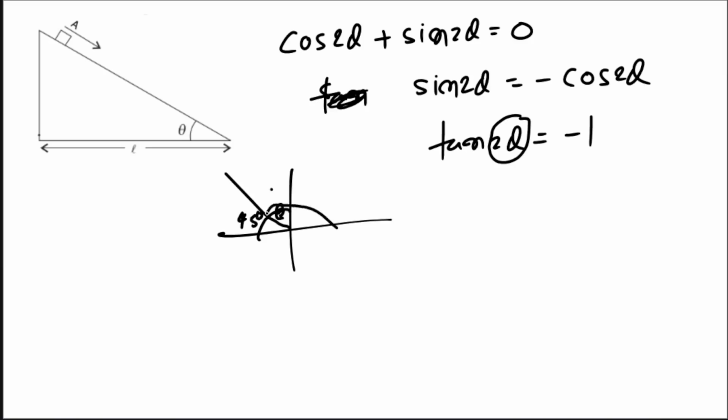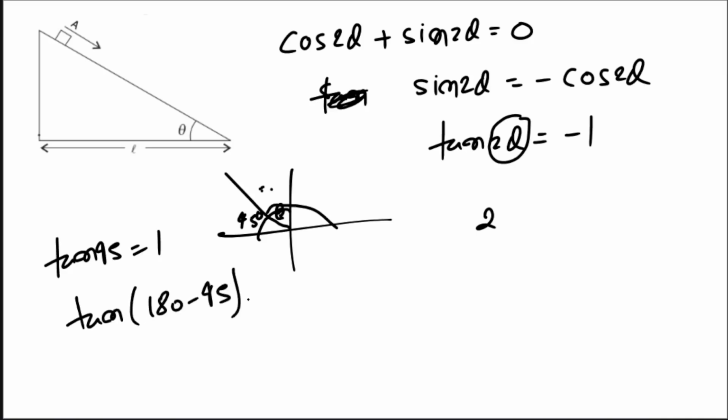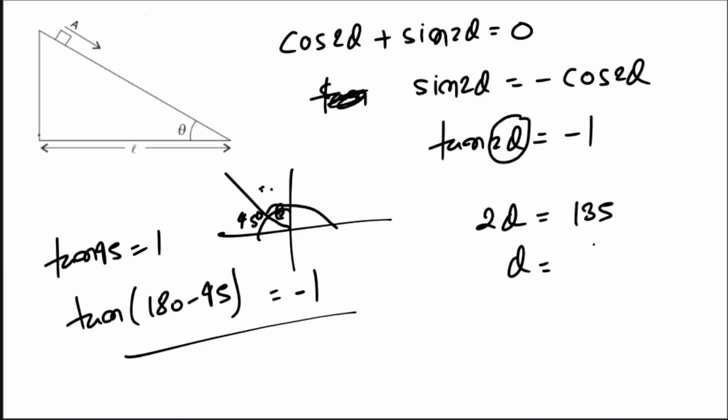Yani ki what will be this angle? It should be 90 plus 45. So that is your 135. Done hai? Because in second quadrant, tan will be negative. And tan 45 is 1, right? So tan of 180 minus 45 will be equal to how much? Minus 1. Okay? So that is what I am doing. So 2 theta will be equal to 135. And theta will be equal to how much? 62.5 degree. So this is going to be your answer.